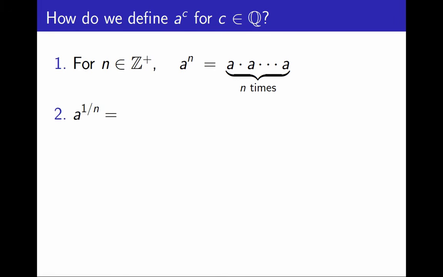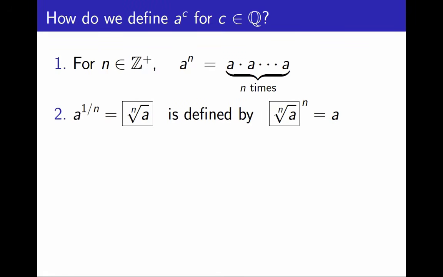Second, we define a to the 1 over n, for example, a to the 1/2, a to the 1/3, and so on, as an nth root. And the nth root of a is defined implicitly by saying that its nth power is a. Since we had already defined nth power in step 1, this is a valid way to define nth root. Third, for an arbitrary positive rational n over m, we can define a to the n over m as first a to the n, and then the result of that to the 1 over m. Notice that we are using steps 1 and 2 in step 3. So far, this has defined a raised to any positive rational exponent.